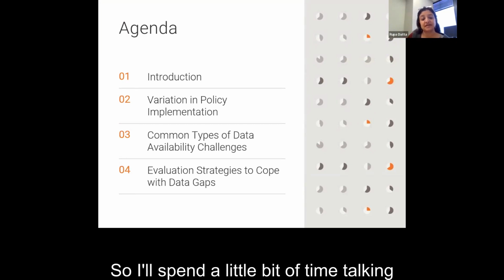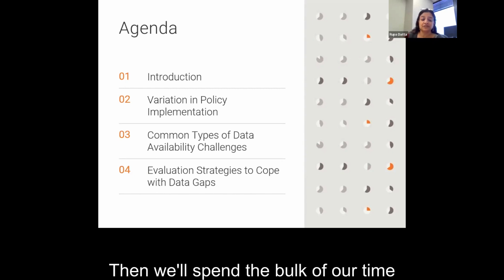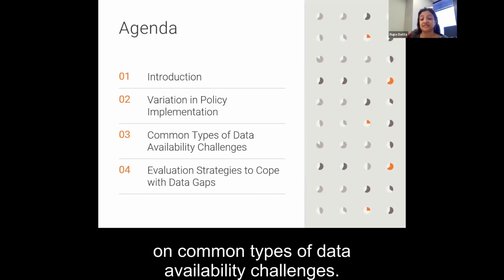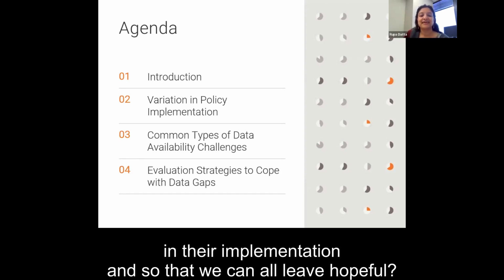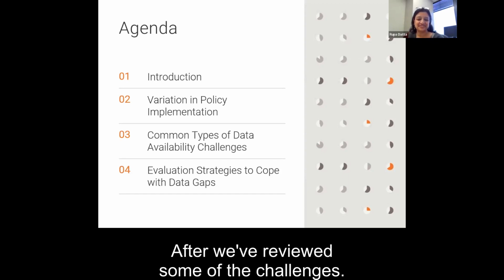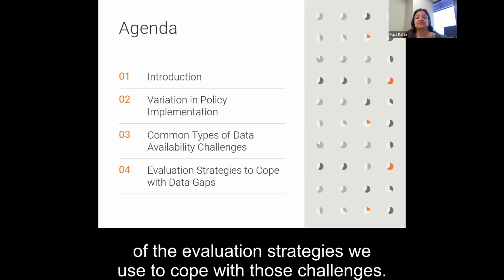So I'll spend a little bit of time talking about how we see variation in policy implementation. Then we'll spend the bulk of our time on common types of data availability challenges. What are some of the things that we deal with when we have policies that vary in their implementation? And so that we can all leave hopeful, after we've reviewed some of the challenges, I'll talk a little bit about some of the evaluation strategies we use to cope with those challenges.